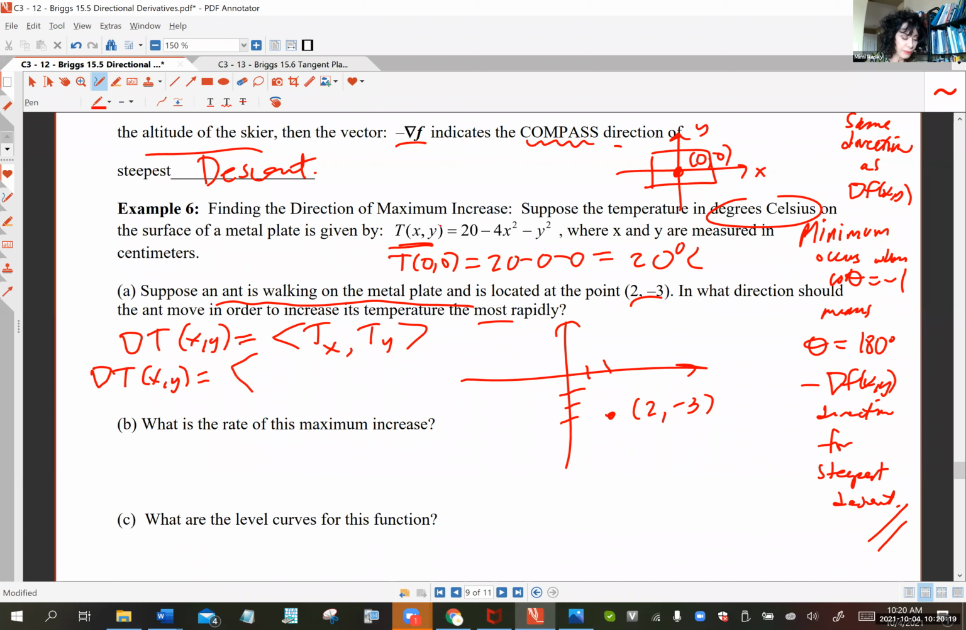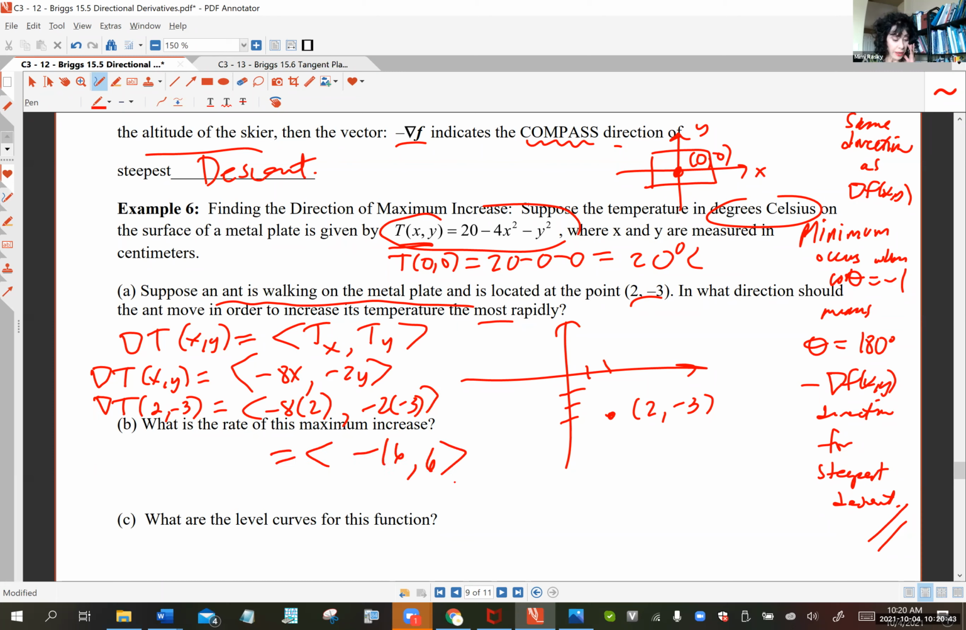So if you look at this temperature function, the partial of T with respect to x is -8x, and the partial of T with respect to y is -2y. And if you evaluate at this point with x and y coordinates 2 and -3, respectively, I get the vector (-16, 6). Now, if you graph (-16, 6) in standard position, how would you do that? Well, you'd go way over here, find -16 on the x and 6 on the y, and graph the point (-16, 6). Let's just say it's way out here. I'm not drawing to scale, obviously.